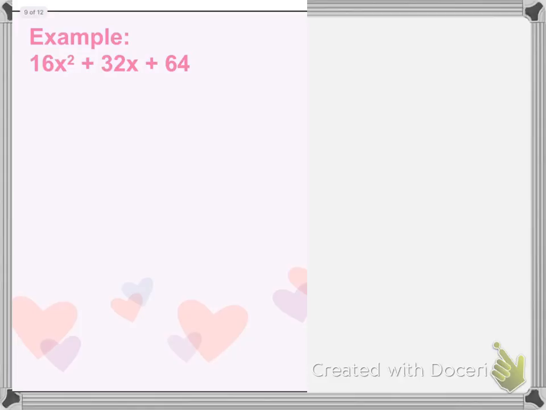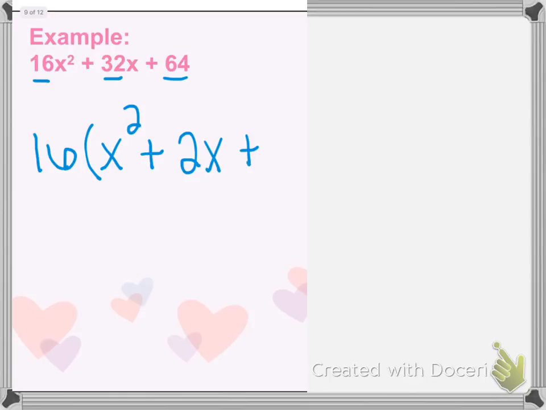Again, 16, 32, and 64. Now this technically has a square at the front and a square at the back, but what I also need you to be looking for are common factors. 16, 32, and 64 are all divisible by 16. So you need to be taking that out. That leaves you with x squared plus 2x plus 4.